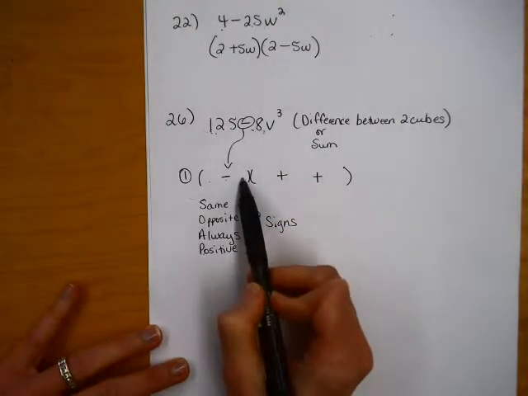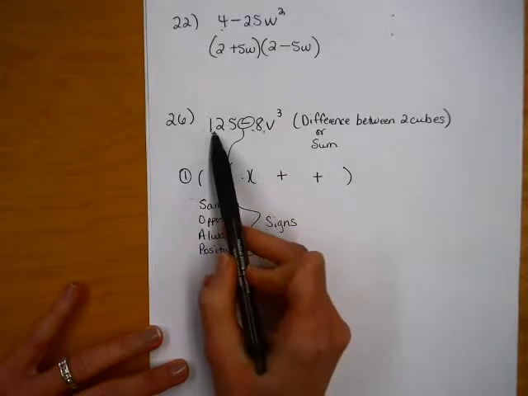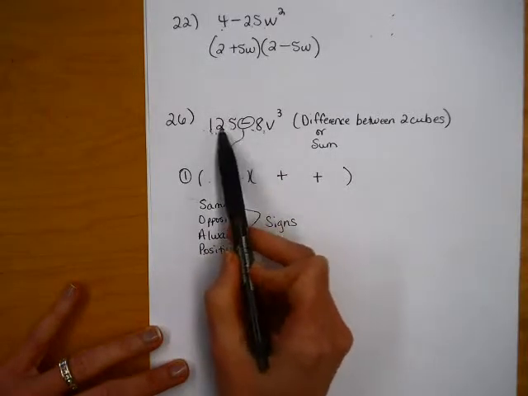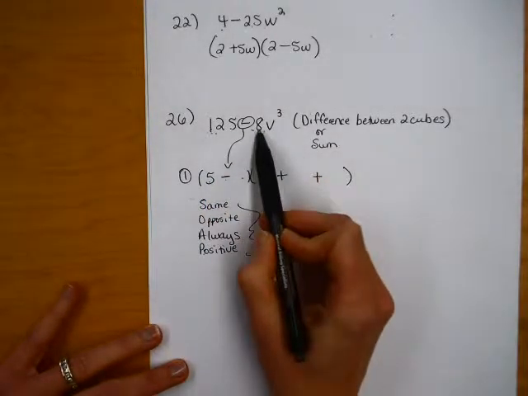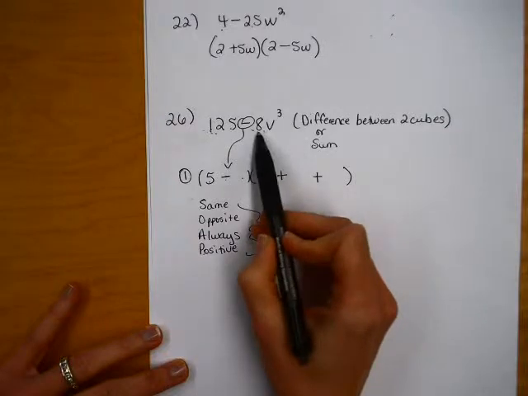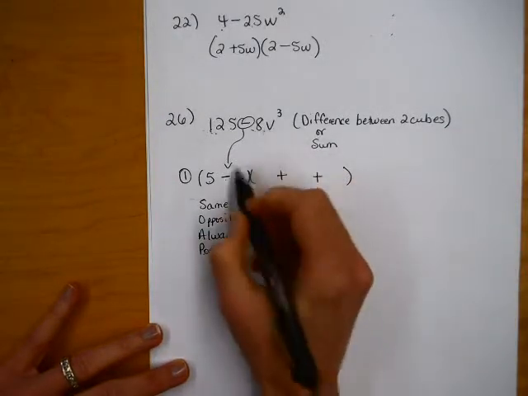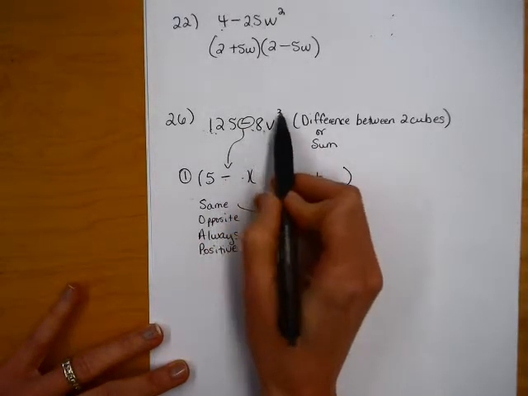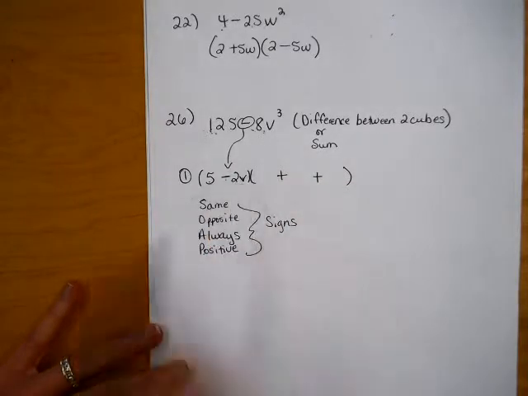Then in this first parentheses, I put my cube roots. And if you don't know your cube roots, you don't know the cube root of 125 is 5, then use your calculator. But the cube root of 125 is 5. Cube root of 8v cubed would be 2v, because the cube root of 8 is 2. Cube root of v cubed is v. If you don't know the cube root of 8, use your calculator. But the cube root of 8v cubed would be 2v. So the cube roots go in this first parenthesis.